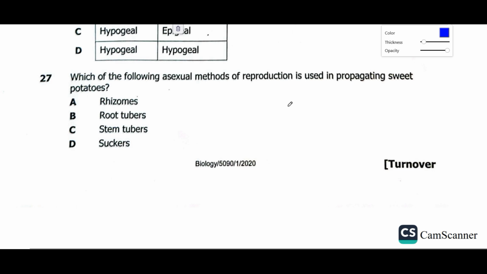We move on to question number 27. Which of the following asexual methods of reproduction is used in propagating sweet potatoes? Rhizomes, no. Root tubers. For sweet potatoes, we need to cut the stems, so those are stem tubers.